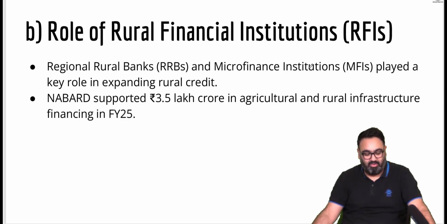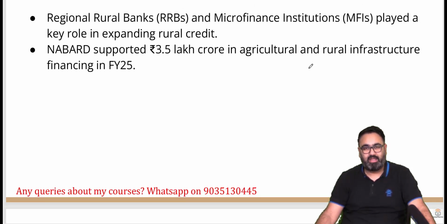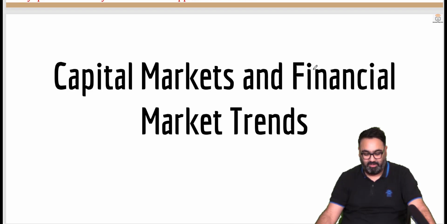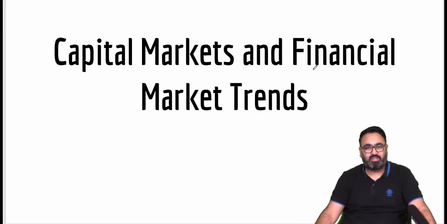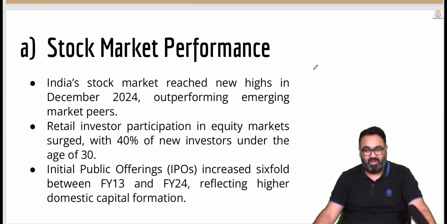Regional rural banks, microfinance, NABARD, all of these have opened up their coffers to give out loans on easier terms to people in the rural areas, especially in agriculture. That has led to an improvement in the FII as well. What about the capital market, financial market? India's stock market had been moving up for a long time, which is why a lot of money was attracted from within the country and from outside as well.